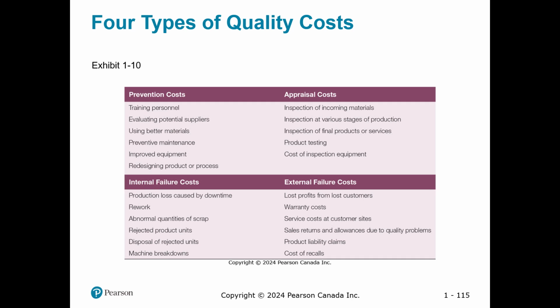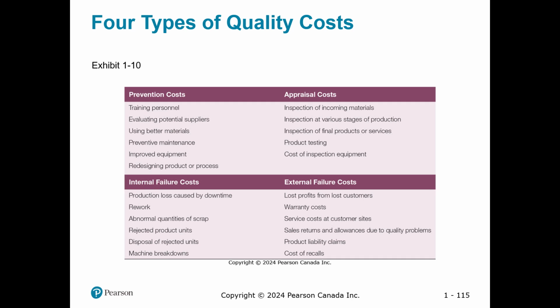And so we've got a whole bunch of customer service people who are fielding complaints from customers or dealing with warranties for customers. We have sales returns because there's quality problems. And then we have product liability claims, the car crashes. And so our inspection didn't work and our prevention didn't work. And then finally, we have the cost of recalls. Our seatbelts didn't work. And now we've got to recall 40,000 products.